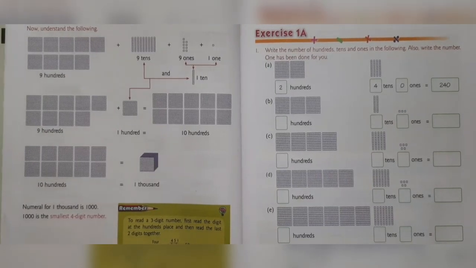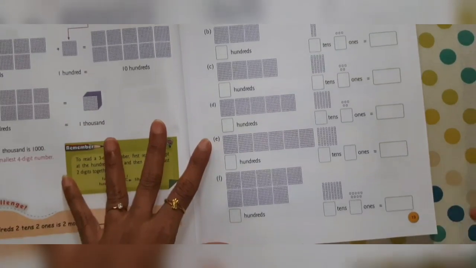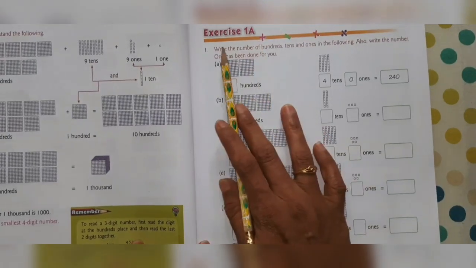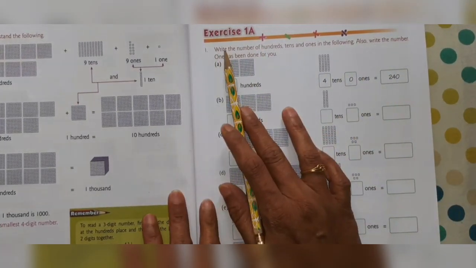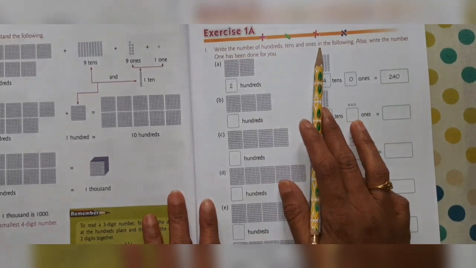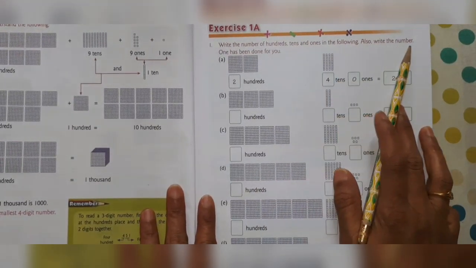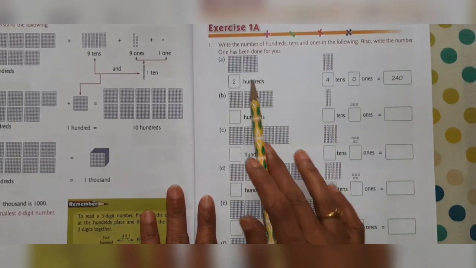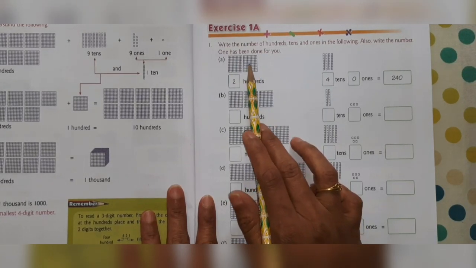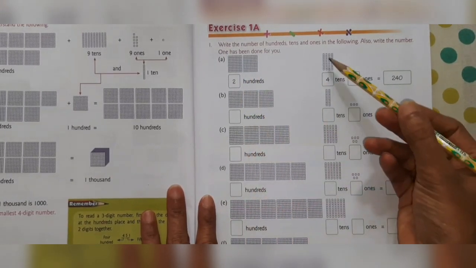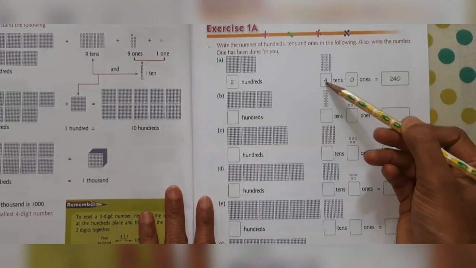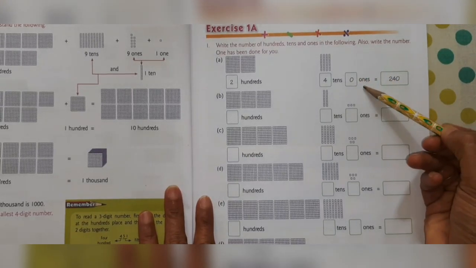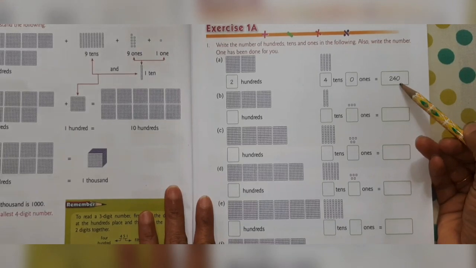Now you have to open page number 19. Page number 19 is your exercise 1A, the first exercise. Here, write the number of hundreds, tens and ones in the following. Also write the number. One has been done for you. See, in hundreds, 2 boxes are there, so 2 hundreds. Then 4 strips of tens, so here we have written 4. And nothing is there in the ones column, so 0 ones. So the number is 240.